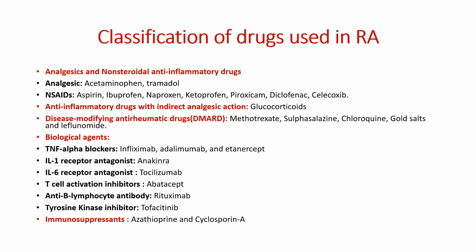Moving towards our next drugs, that is anti-inflammatory drugs with indirect analgesic action. The drug is glucocorticoids. Oral glucocorticoids at lower doses, for example less than 10 mg of prednisolone per day, are often used to control pain, inflammation and stiffness. And they can potentially slow the progression of joint damage.